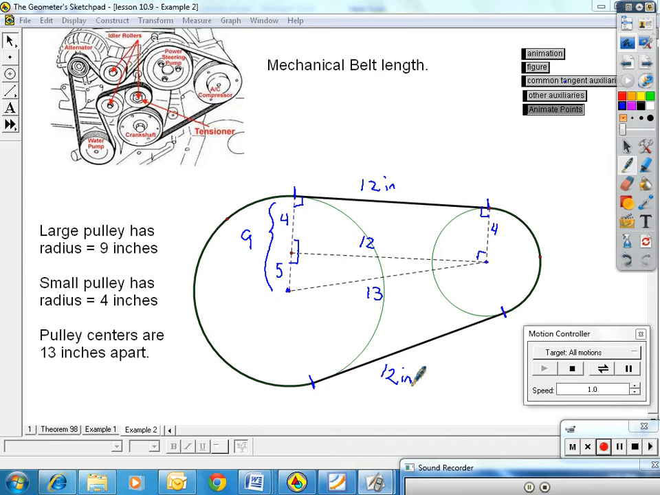Now it's left for me just to find the arc lengths. Okay, so now let's try to find the arc lengths. In order to find the arc length, I need to find the measure of this arc, don't I? I need to find the measure of this arc. How could I find the measure of that arc? I could find it by looking at this central angle. So I'm going to include a few more auxiliaries, the same common tangent auxiliaries.